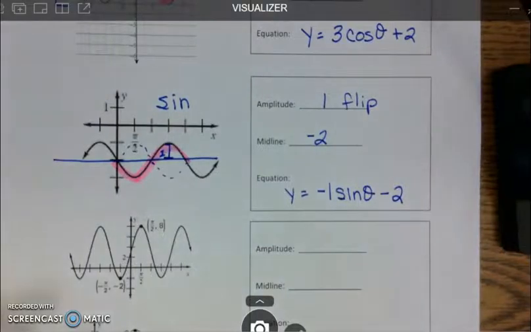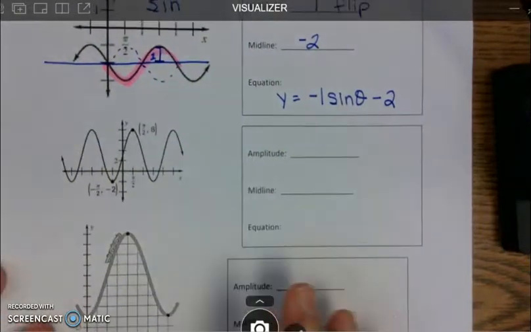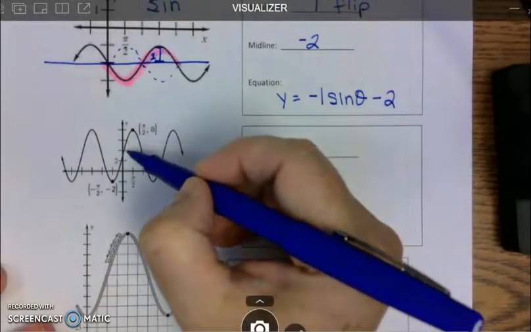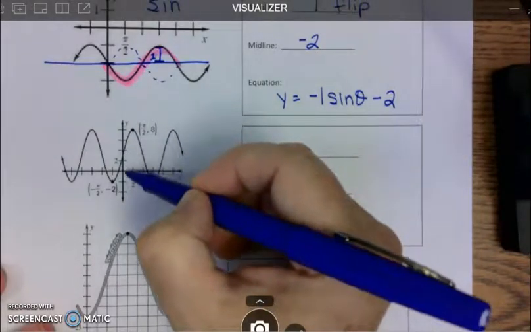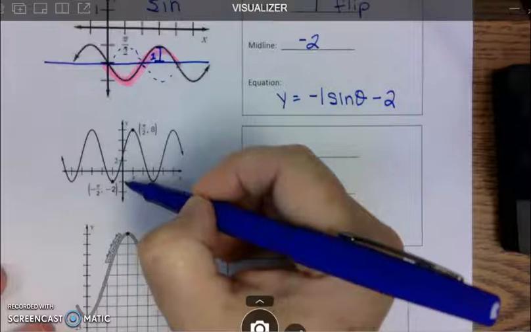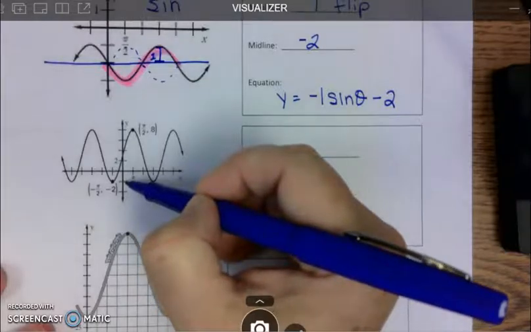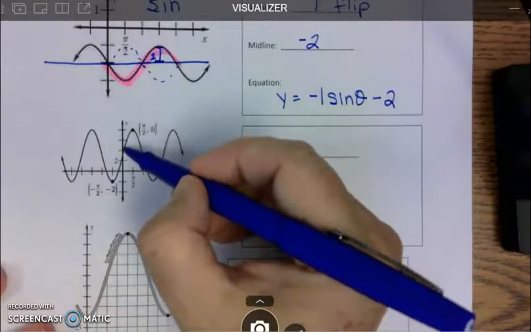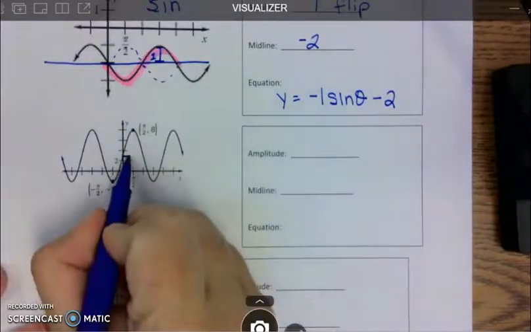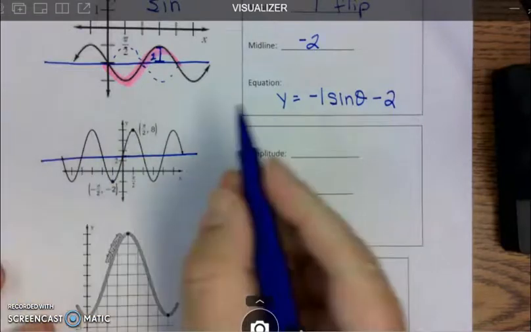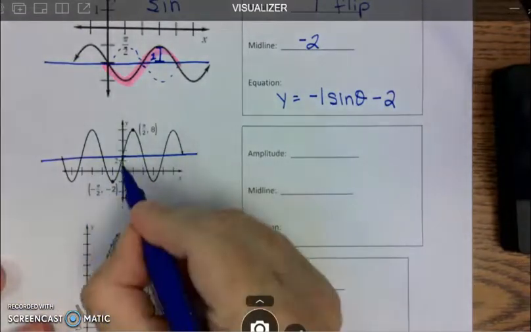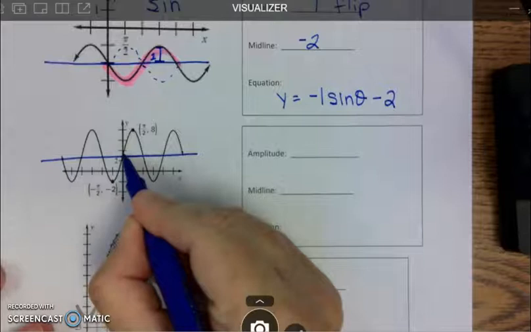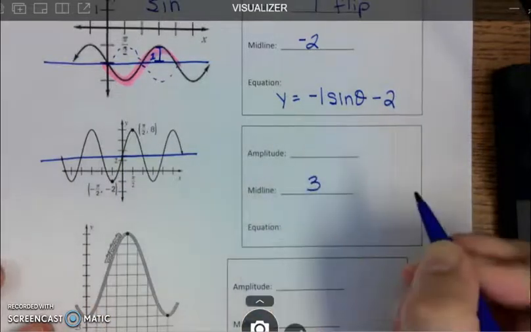Okay, let's look at it again. Count from the top to the bottom: 1, 2, 3, 4, 5. Halfway in the middle is 2.5. Now be careful. These go up by 2s, so 2. That's right above 2. So our midline is going to be 3.